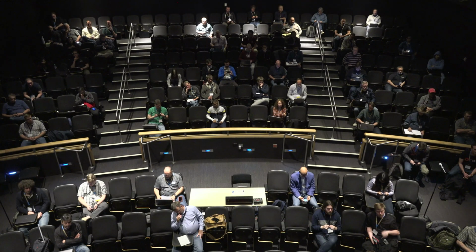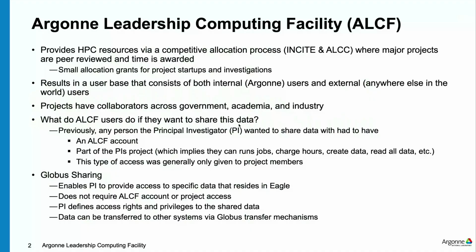Talk about community storage using Lustre and Globus Sharing. So what is this? ALCF provides HPC resources through a competitive allocation process. Projects have collaborators across government, academia, and industry. ALCF has external users, meaning the user would like to share data with other collaborators.